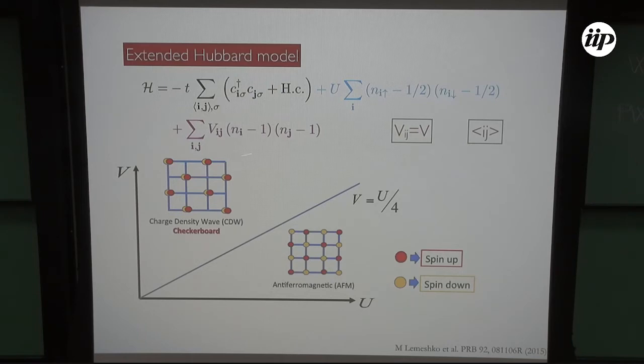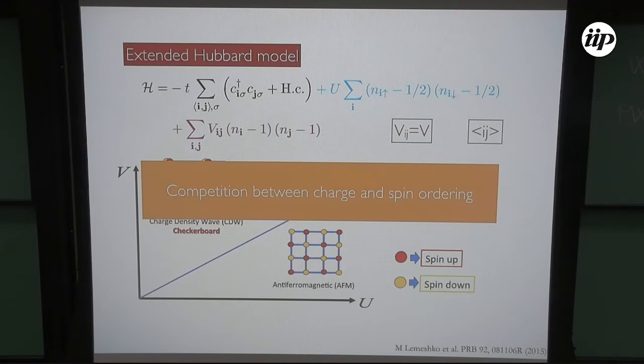And if the near-neighbor repulsion is stronger, as I show here, what happens is instead of having one atom per site, we will have 2 atoms per site and an empty site in between, and we'll form this checkerboard material. So if we play around with U and V, we can cross from an antiferromagnet to a checkerboard charge density wave material. So this is for the plain extended Hubbard model. So we see competition between charge and spin ordering, which is interesting.